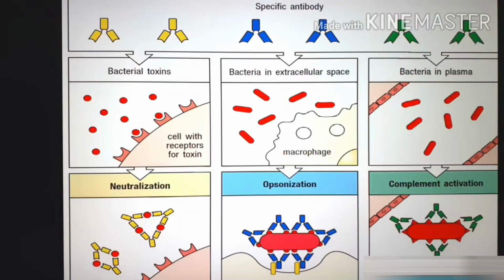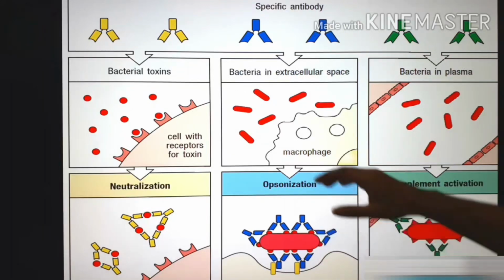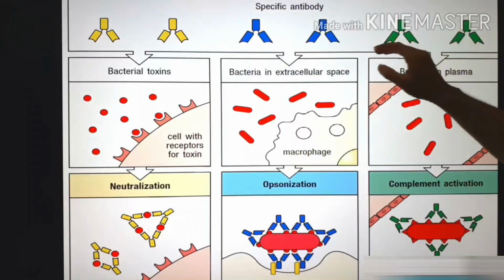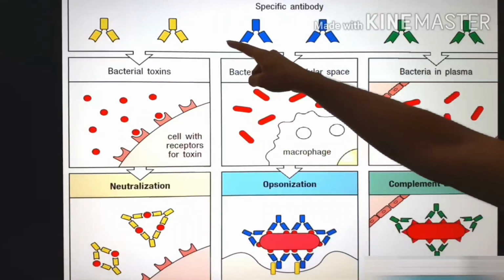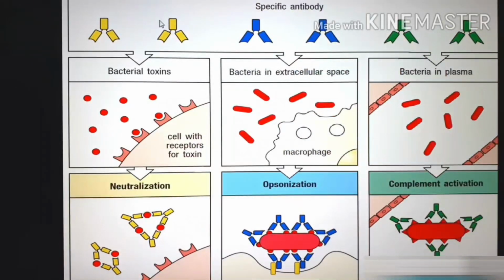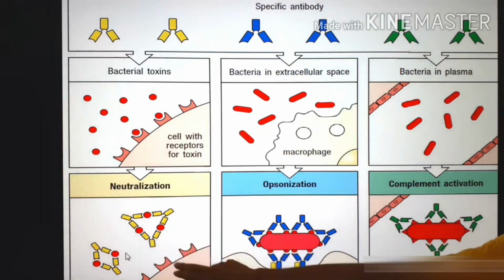Now we can see the same functions of antibody but with a different diagram. So these are all antibodies responsible for a particular function. Let's assume that the yellow antibodies are responsible for neutralization. So if there is no antibody, the bacterial toxin can bind with the receptor and activate the cell or perform the toxicity. But if there is antibody specific to that toxin, it can bind with the antigen, or it can be virus, so that the toxin or the virus cannot reach the host cell.